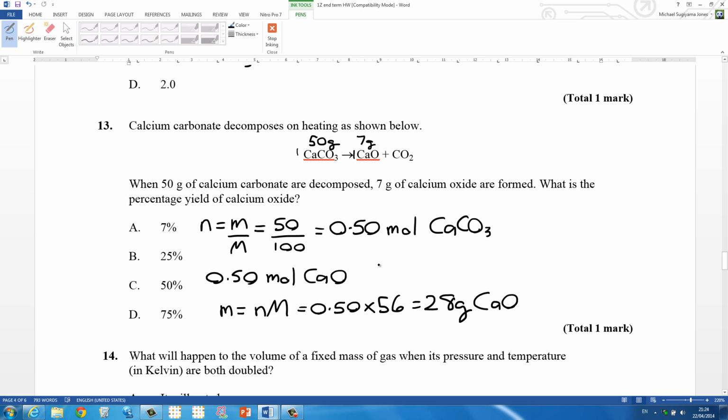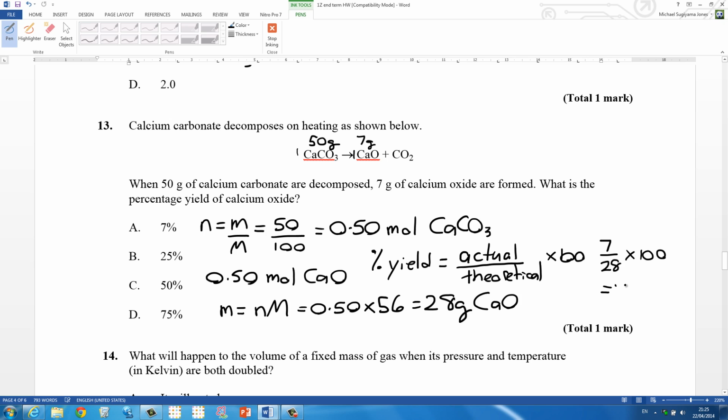So finally, we use the equation for percentage yield, which is actual yield divided by theoretical yield times 100. And I'm running out of space here. That is 7 divided by 28 times 100, and that gives you, after all that, you get 25%. So that's B. That's a lot of work just for 1 point, and you should be doing that in approximately 2 minutes as well. Okay, let's move on.